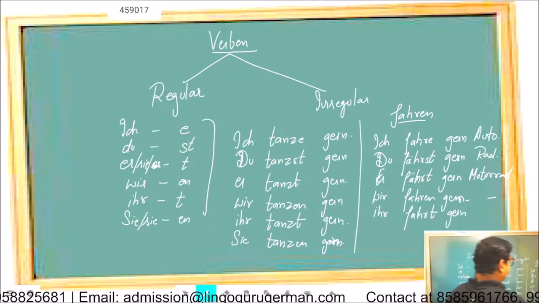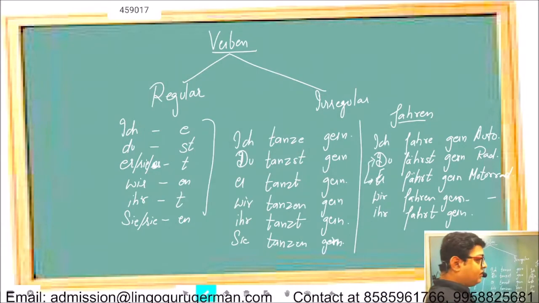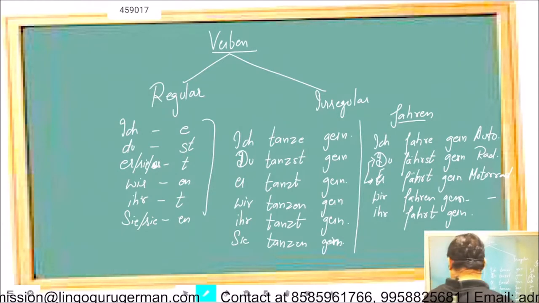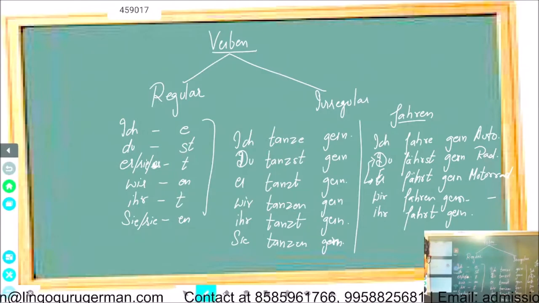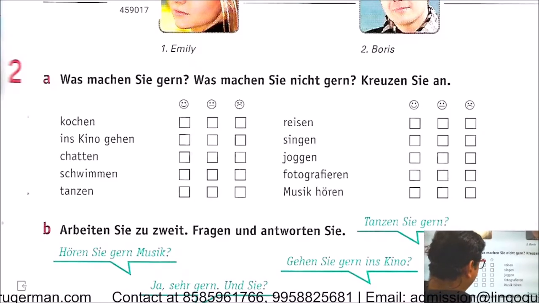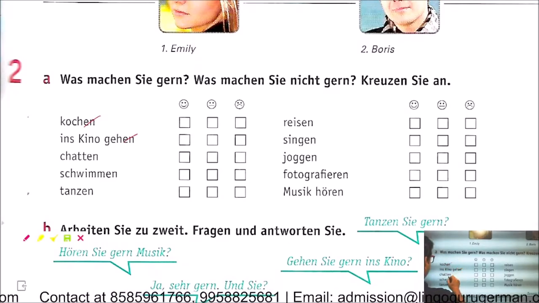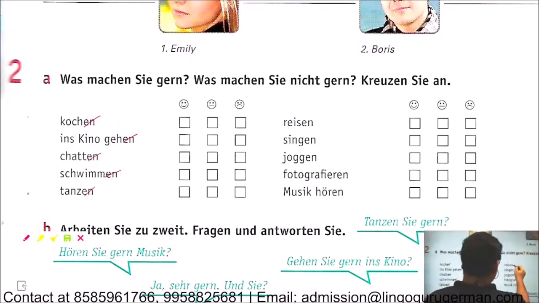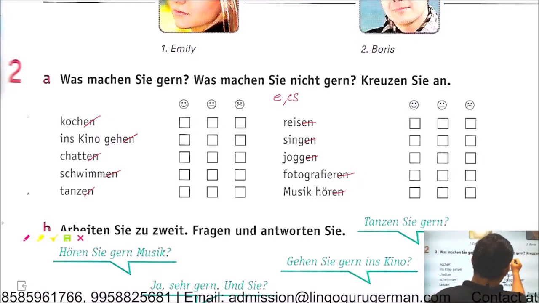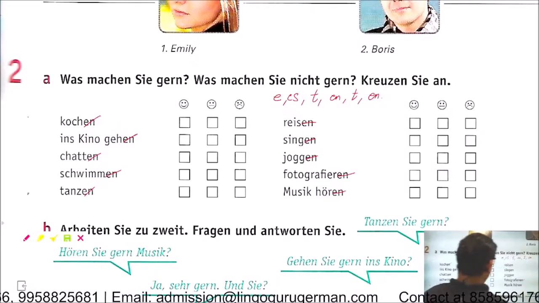So if you remember the rule of irregular verbs, only du and er, sie, es are different, which do not follow the rules of regular verbs. All the rest of the pronouns follow this structure. Just for your understanding, all of these are regular verbs. I just need to remove en from every verb and give them the correct ending. With ich, e. With du, st. With er, sie, es, t. With wir, sie, en, and ihr, t.